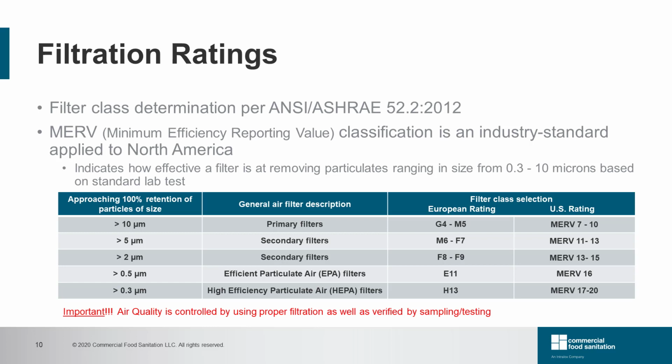Air handling systems have multiple filters. Primary and secondary filters act to protect and remove coarse contaminants in the air, allowing the final filter to be more effective. The effectiveness of the air filter should be verified through sampling and testing.